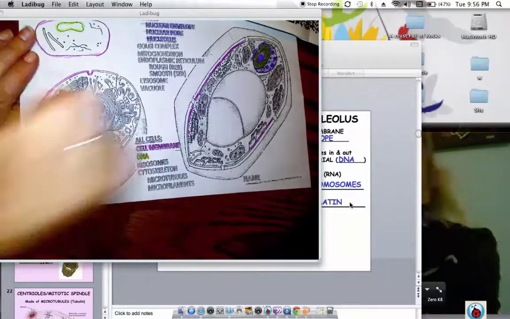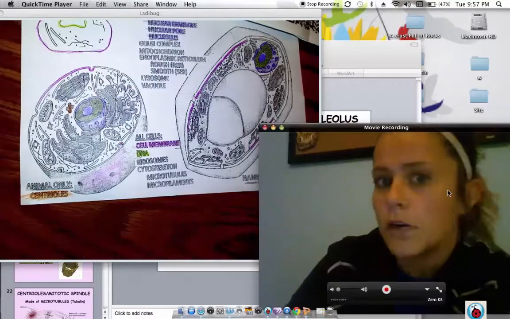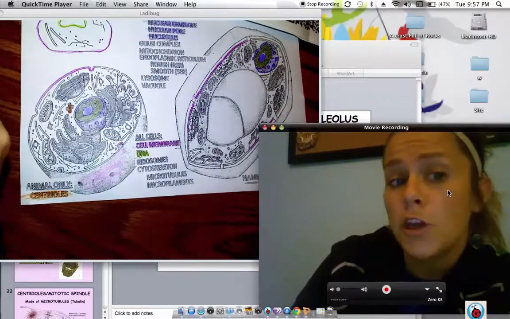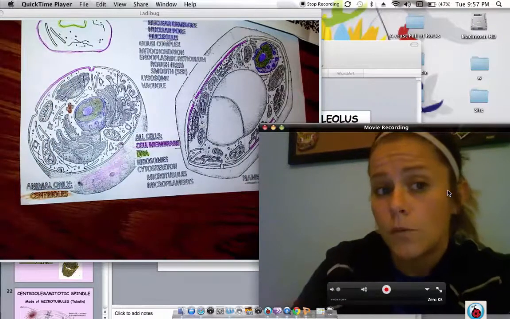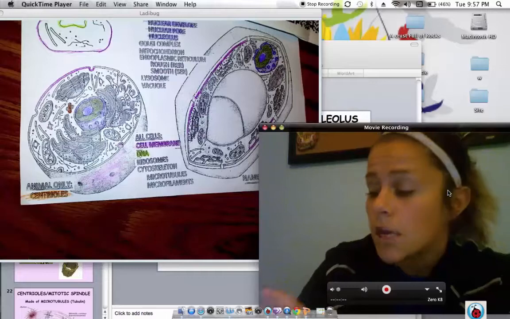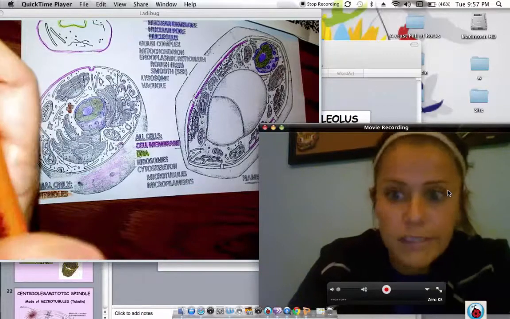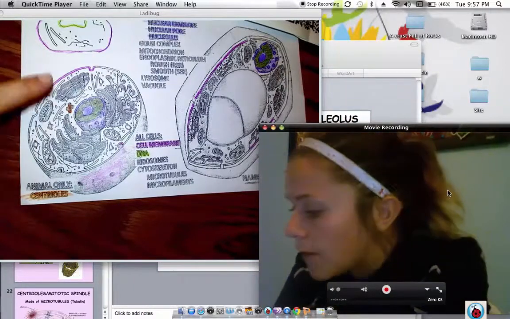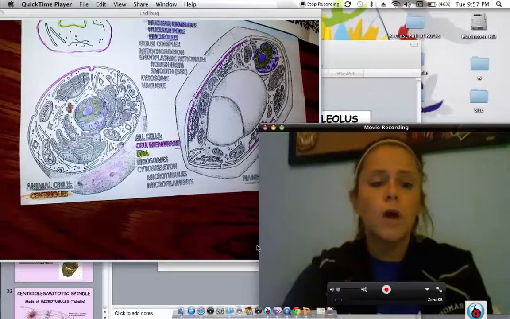You will have to be able to look at a picture. You've already drawn it. We're coloring it in now, but you will have to recognize what the organelle looks like and what each one is. So you have to know picture, function, and obviously name of the organelle. So we have one set here, and that's it. So what do our centrioles do?